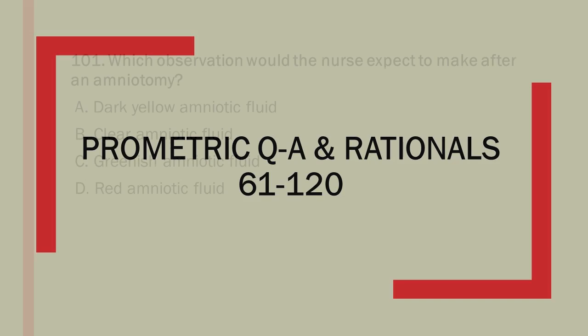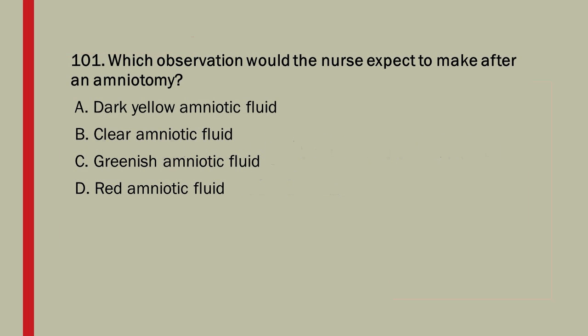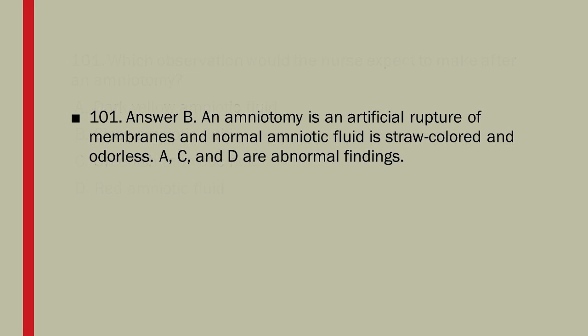Part 3. 101. Which observation would the nurse expect to make after an amniotomy? A. Dark yellow amniotic fluid. B. Clear amniotic fluid. C. Greenish amniotic fluid. D. Red amniotic fluid. 101. Answer B. An amniotomy is an artificial rupture of membranes, and normal amniotic fluid is straw-colored and odorless. A, C, and D are abnormal findings.